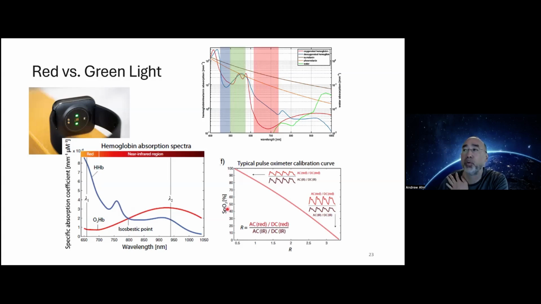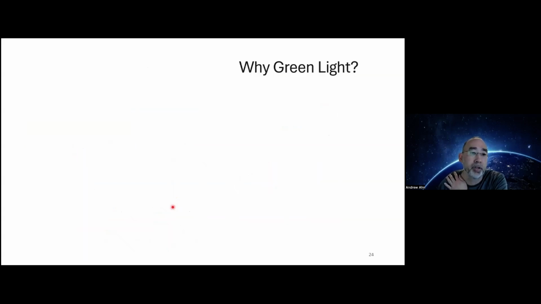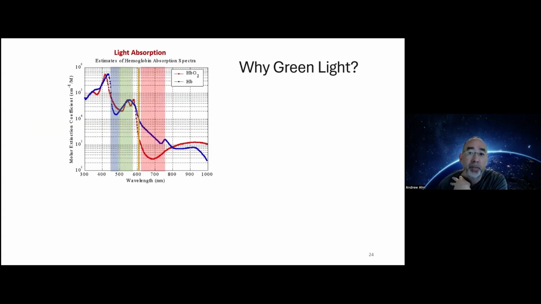So this is the reason why you have red light visible on certain occasions, because it's actually monitoring the oxygen saturation. And you may not actually see infrared because infrared's not in the visible region. So the question is, why green? Like, why green at all? And so green presents the optimal balance between good hemoglobin absorption and just the right amount of scatter.